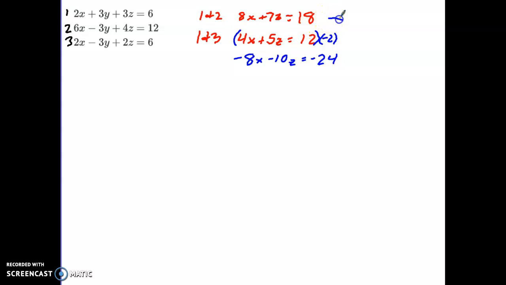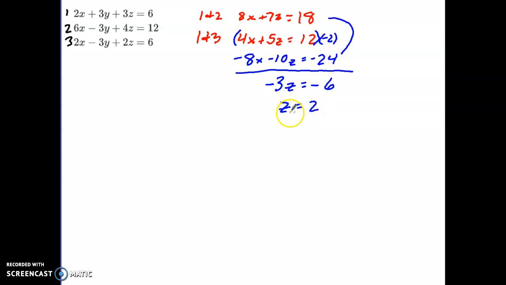Now I can combine these two equations. That will get rid of my x values. 8x minus 8x, gone. 7z minus 10z gives us a -3z. And 18 and a -24 gives us a -6. So now we just divide by -3, and z equals 2. So we combined our two equations to get it down to one equation with one variable, and now we've solved for that one variable. It's 2.